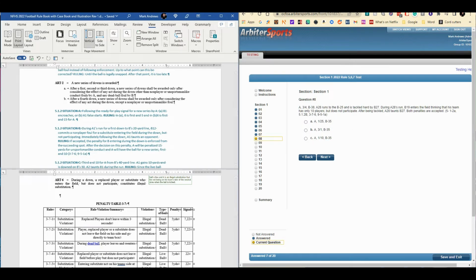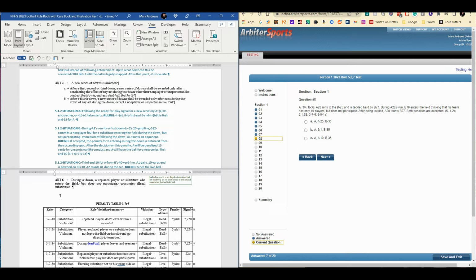Okay, question number 8. A 3rd and 4 at the B38. A28 runs to the B25 and is tackled hard by B27. So A28 has achieved the line to gain. Okay. During A28's run, B19 enters the field thinking his team has only 10 players, but does not participate. After being tackled, A28 taunts B27.